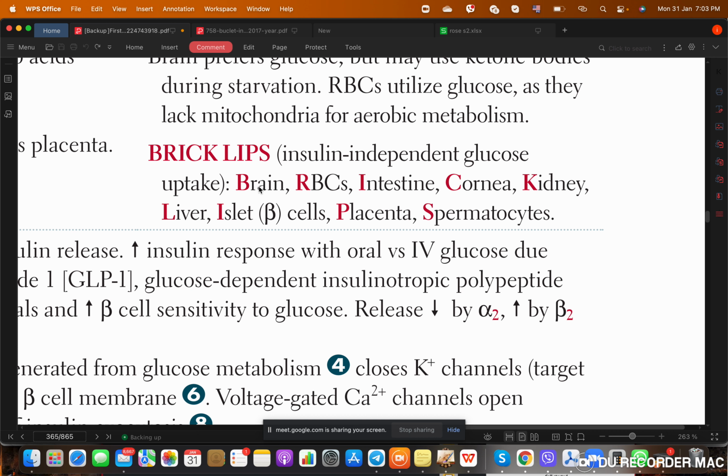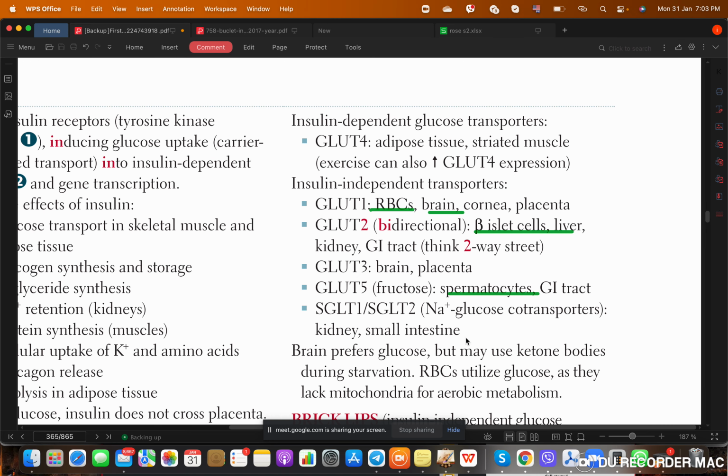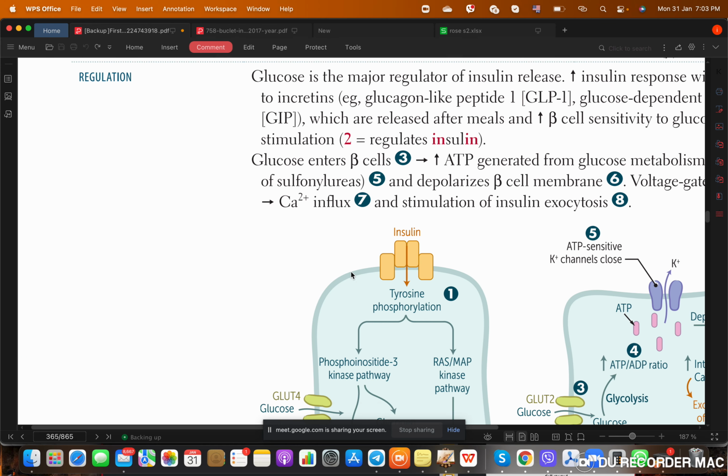Insulin-independent glucose uptake can happen in the brain, RBCs, intestine, cornea, kidney, liver, beta cells, placenta, and spermatozoa. Why? Because they use other forms of GLUTs. As I said, the beta cell of the pancreas, the brain, and the RBCs are high yield to know. Oh, and the SGLT1 and 2 are high yield to know, where they are located and which type of GLUT they have. Okay, so the next one is the regulation.